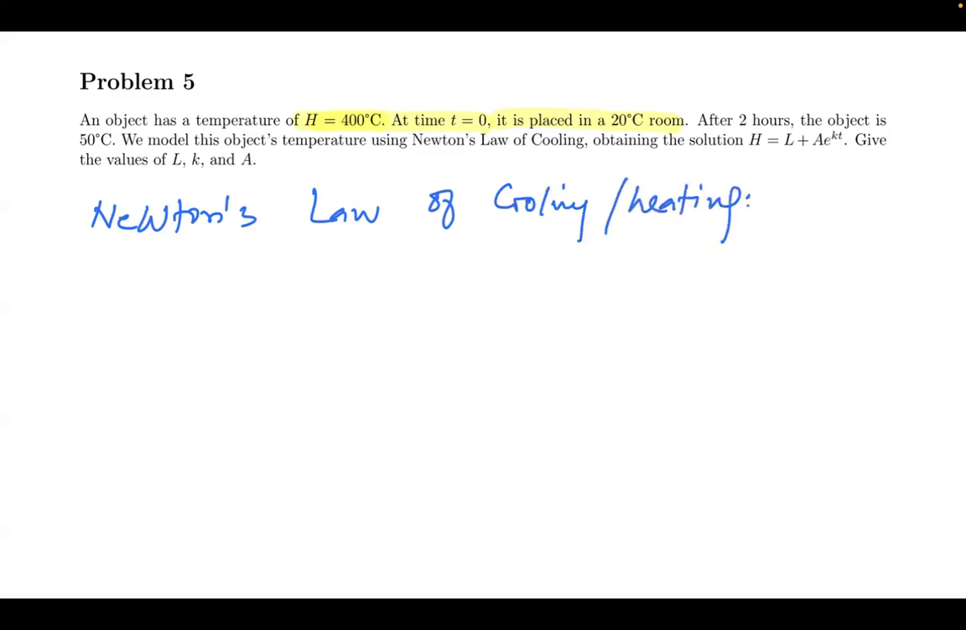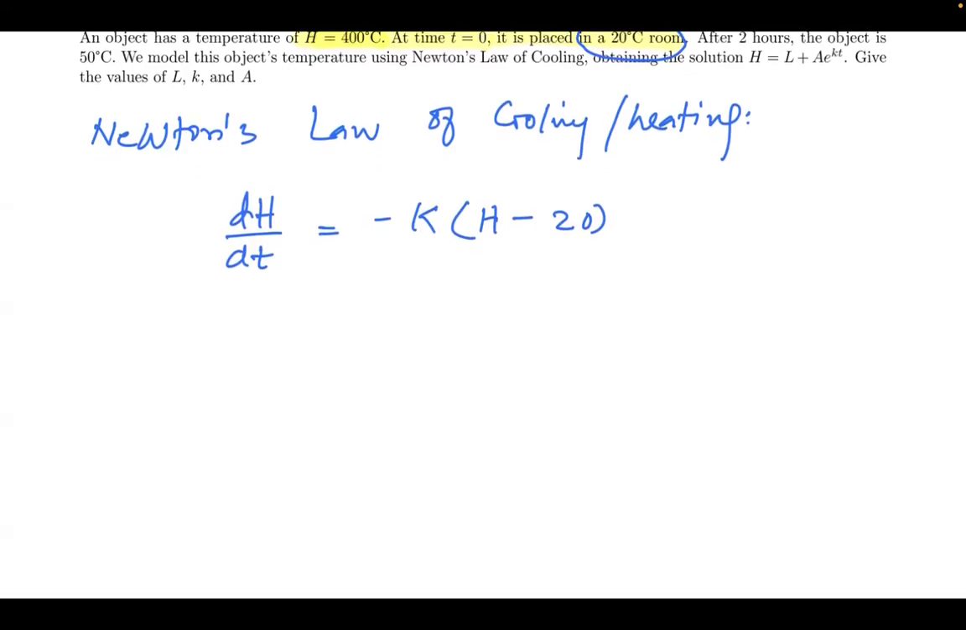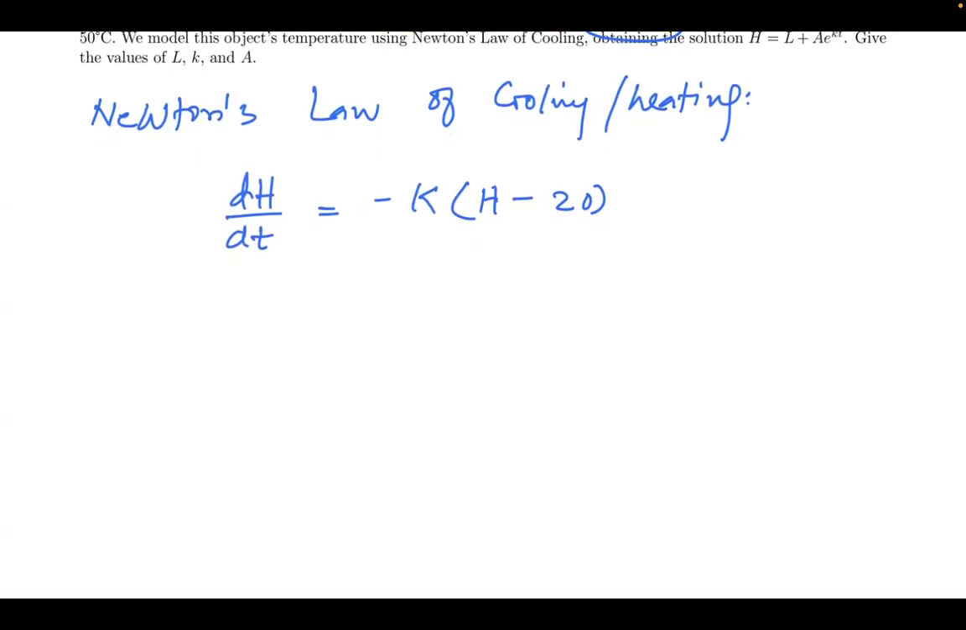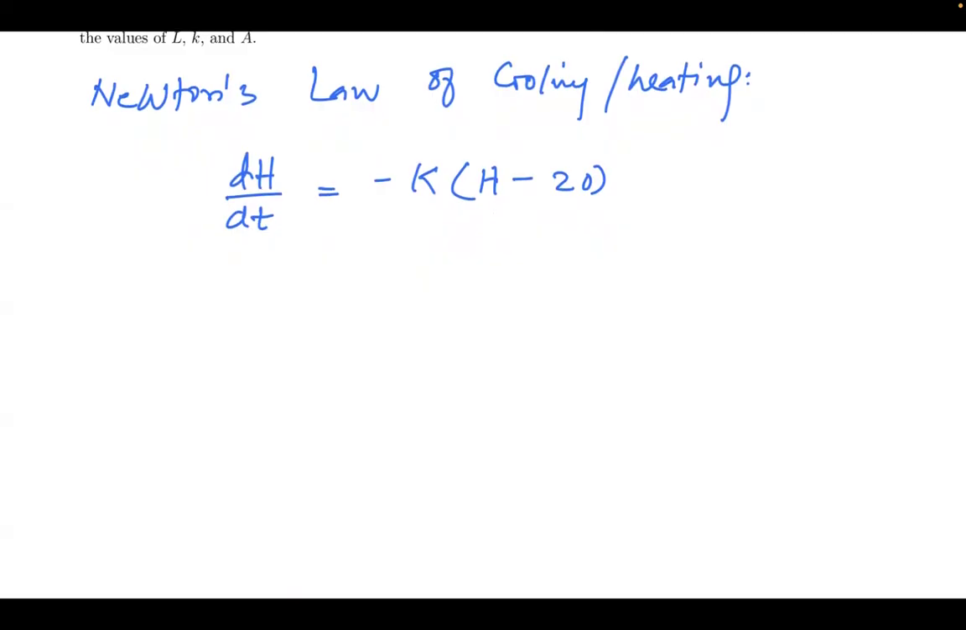So for Newton's law, you need to remember the differential equation, Newton's law of cooling or heating. The differential equation is dH by dt is equal to negative k times h minus the temperature of the surrounding medium, which is 20. You can see 20 degrees Celsius in the room. Now this is a differential equation that we need to solve. And we have solved this differential equation many times. And if you want to write the solution now, the solution will look like h is equal to 20 plus some constant times e to the kt.